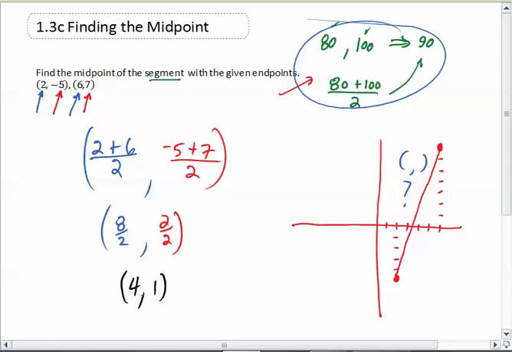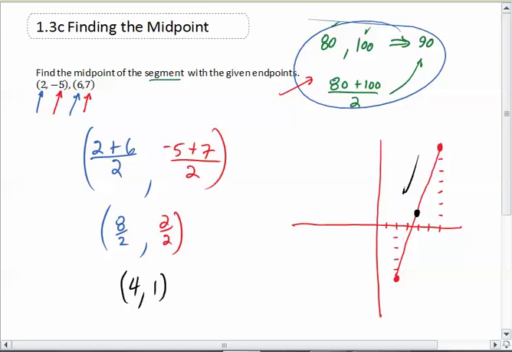Now let's go back to our picture and see if that looks reasonable, because it's going to have to look fairly close to what we think would be the appropriate midpoint. If I go over 4 and up 1, look at that. That looks really pretty good, right? That looks exactly like it would be the proper midpoint. So I'm pretty confident that that's correct.